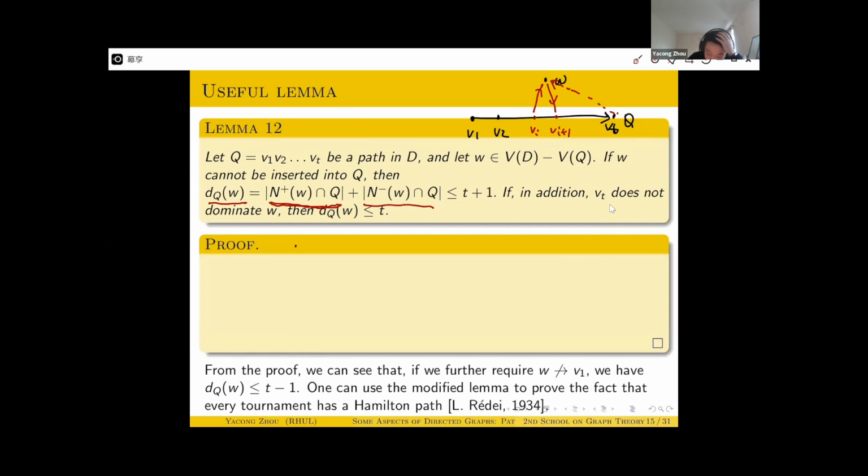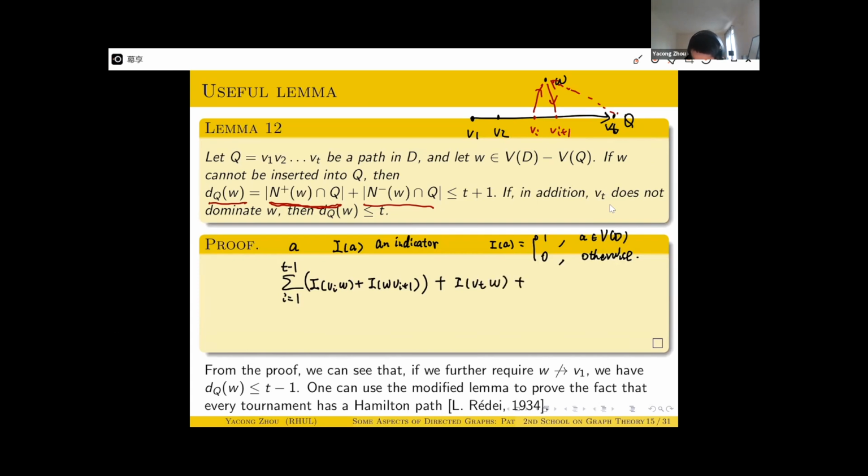So for every arc A, we define an indicator IA. IA equals 1 when A is an arc in D, and otherwise we define it to be 0. So let's consider the following summation: IW plus IW VI plus 1, summed over I from 1 to T minus 1. And also two missing arcs here. One is VT to W, and the other, I believe, is W to V1.